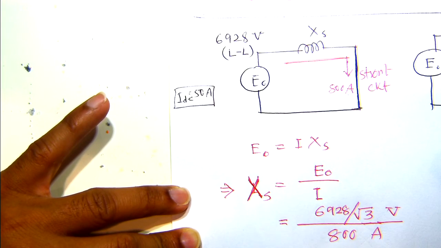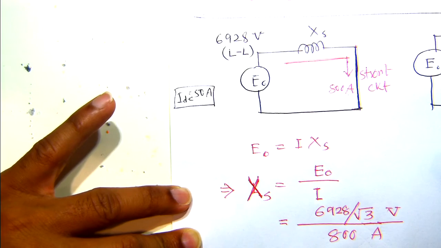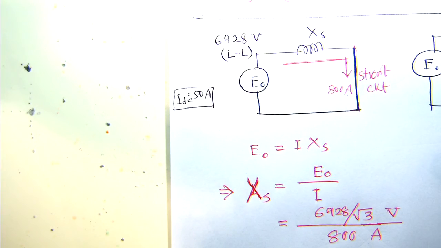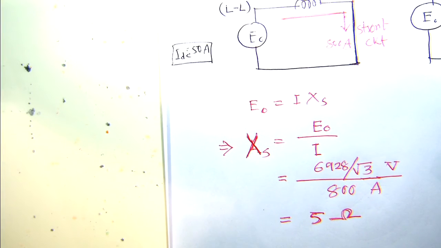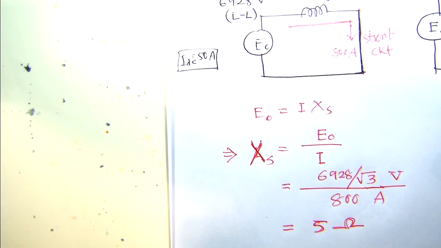Has anyone got it? I should give you a Kit Kat. So that is 5 ohm, the value of the synchronous reactance.